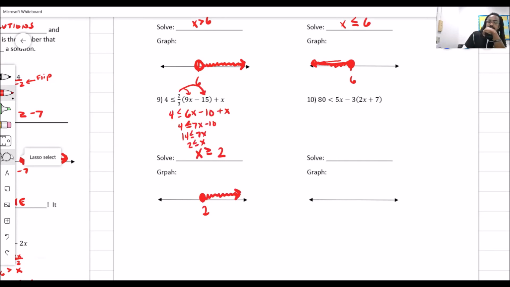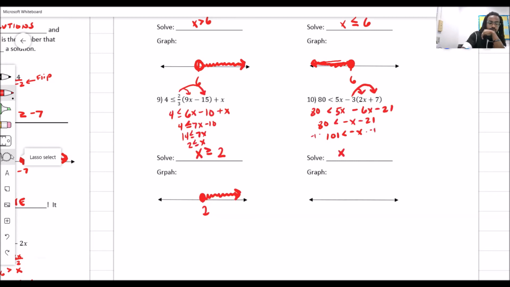And then finally, distribute that negative 3. So I have 5x minus 6x minus 21, 80 on this side. Combine my like terms, I have negative x here. I want to add 21 to both sides, 101. And then I had to divide by negative 1 or multiply by negative 1. So I get x.